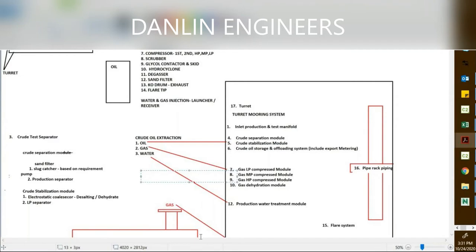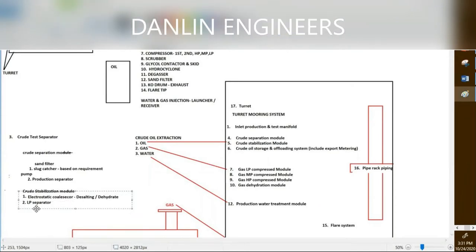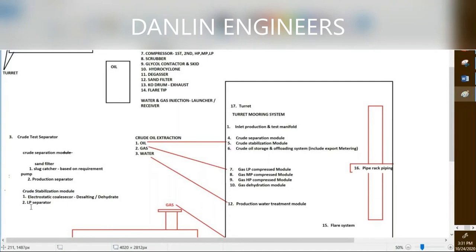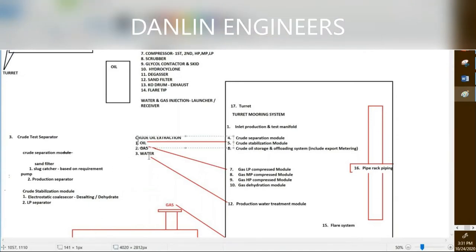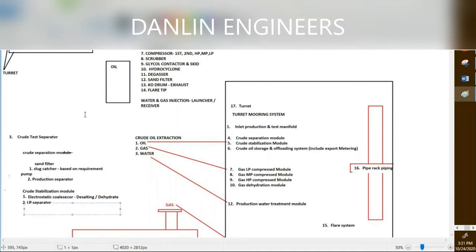The LP separator will come, and after this LP separator the stabilization will happen. Stabilization means we are removing the unwanted things and making our product stable and secure, making the oil securely. That will happen after this LP separator. If this LP separator does not work out, we can add another separator, an LLP separator, to reduce the pressure again, extra low. Stage one, stage two, like that we can consider.